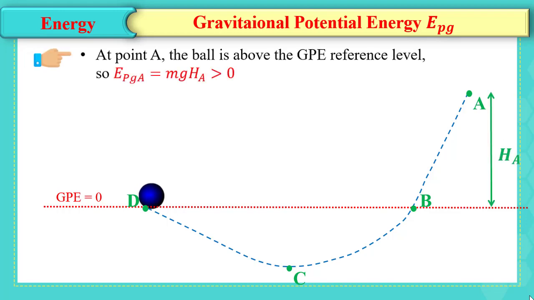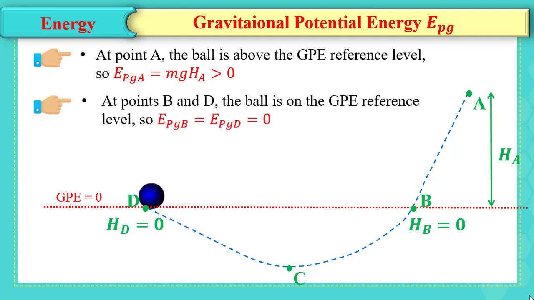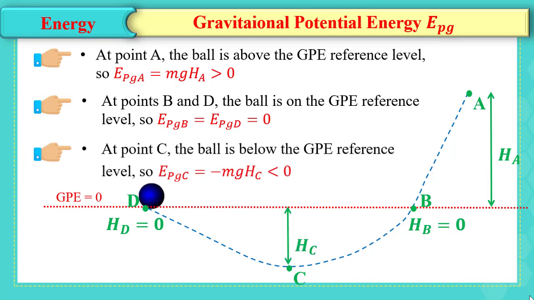In this case, at point A, the ball is above the gravitational potential energy reference, so the potential energy at A is positive. At points B and D, the ball is on the gravitational potential energy reference level, so the potential energy at these points is 0. At point C, the ball is below the gravitational potential energy reference level, so potential energy at this point is negative.